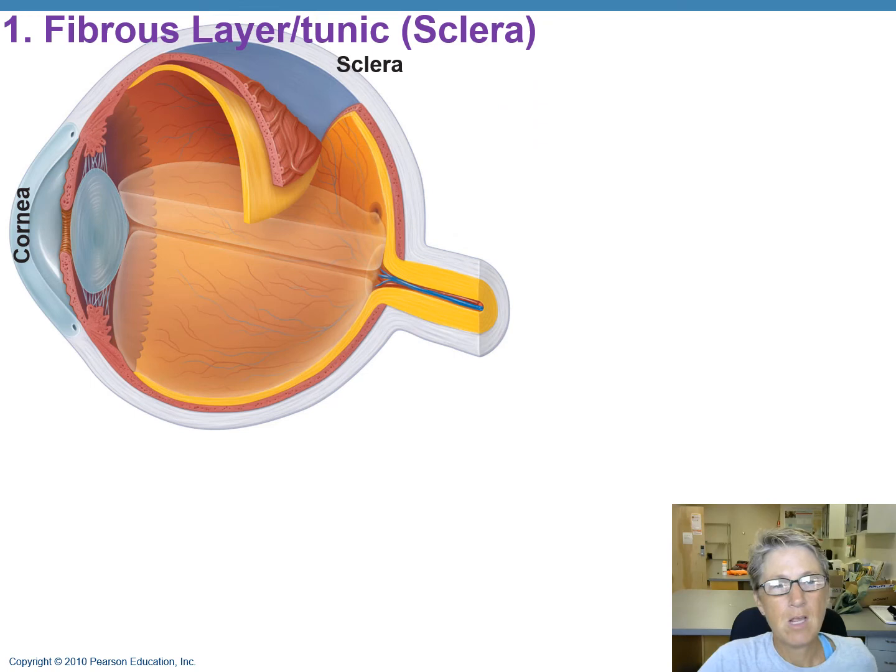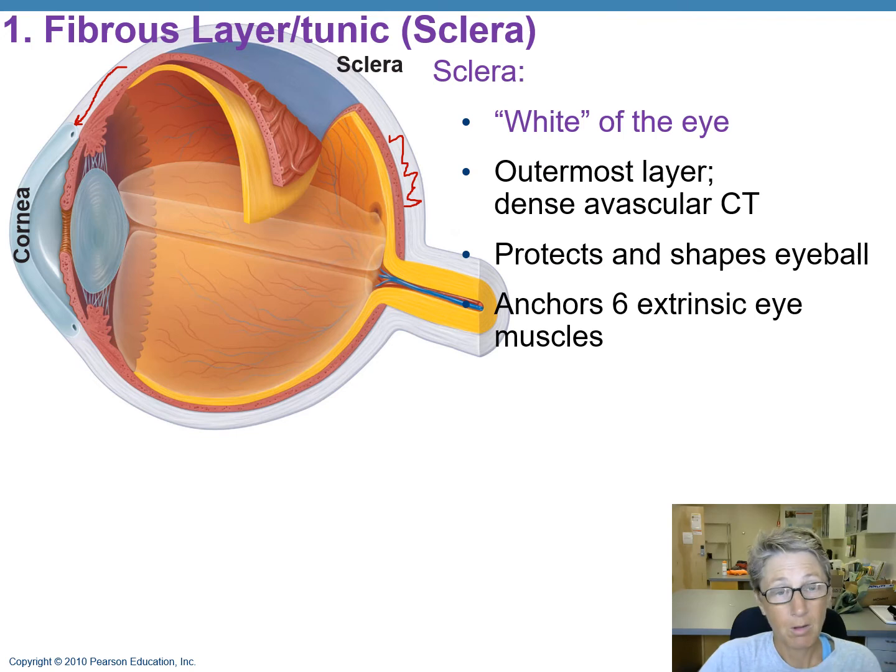So let's go over each layer or tunic individually. So the first one we'll go over is the sclera. So remember, that's all this white part out here. And the anterior continuation of the sclera is the cornea. The sclera, like I said earlier, is the white of your eye.